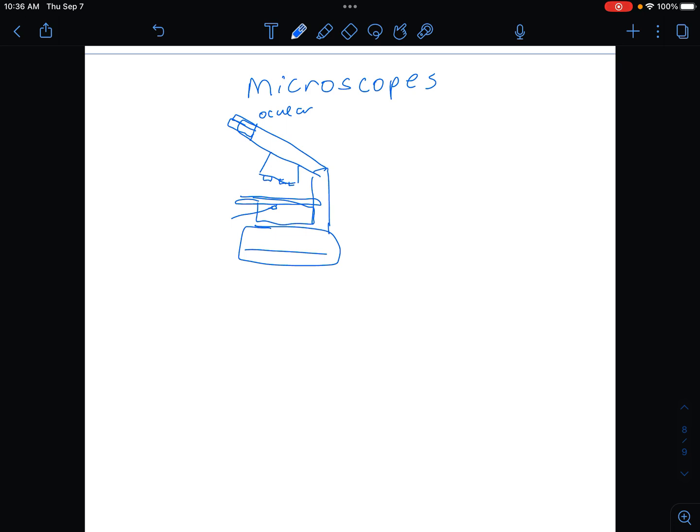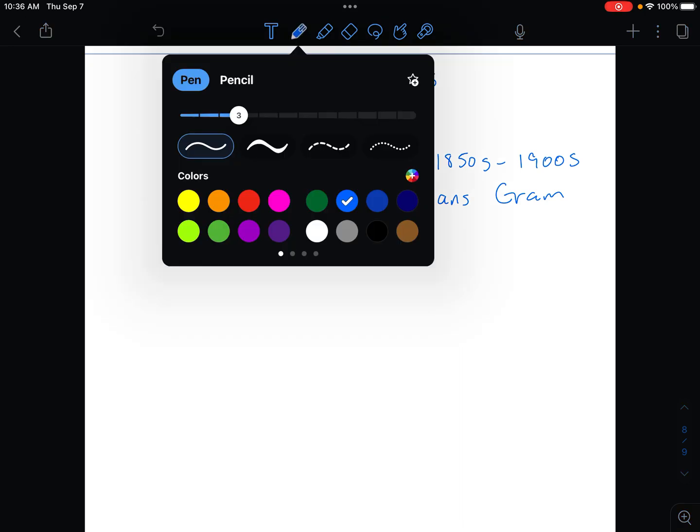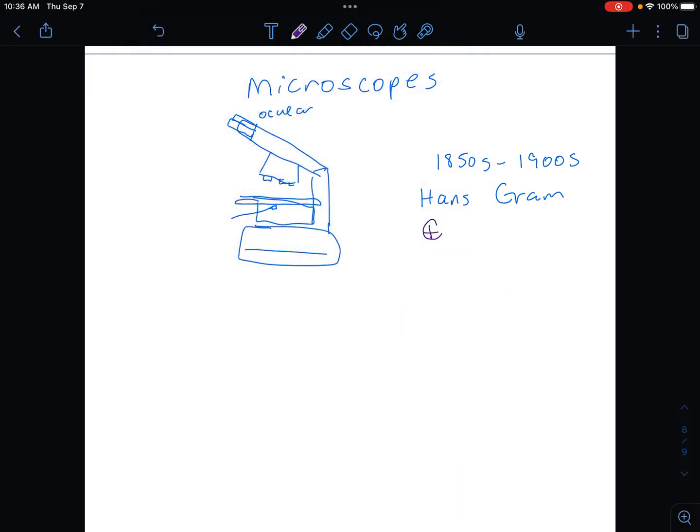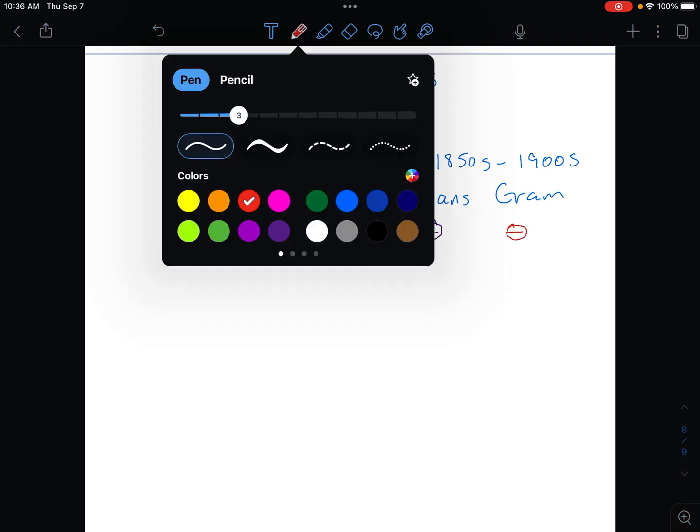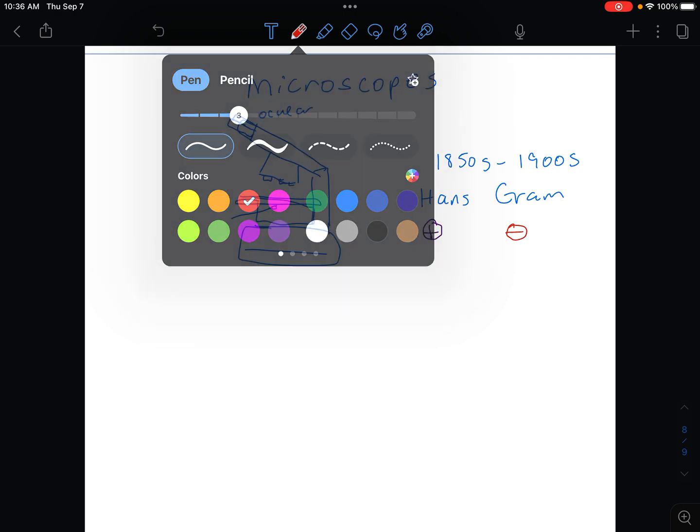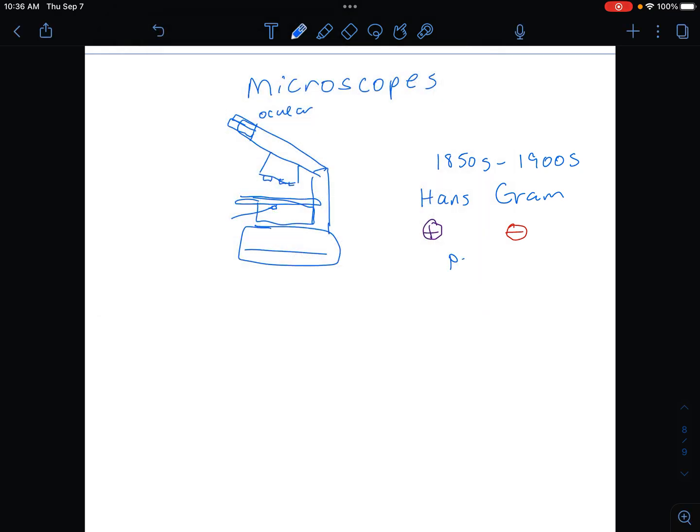Okay, so a little bit of history. In the 1800s going into the 1900s, so we're just going to say like 1850s to the early 1900s, we have this physician named Hans Gram, and he was looking at a staining method for different kinds of bacteria. What he found is that they had gram-positive bacteria as well as gram-negative bacteria. This had to do, of course, with the amount of peptidoglycan in the cell wall of the species of bacteria.